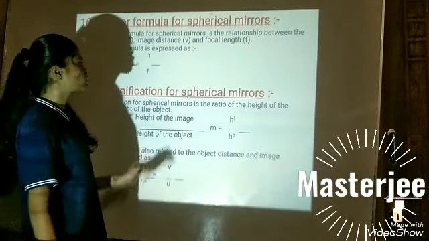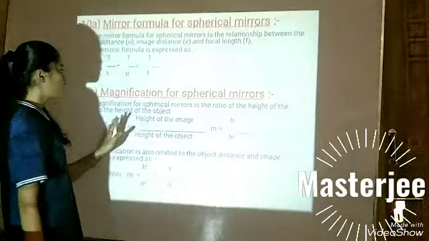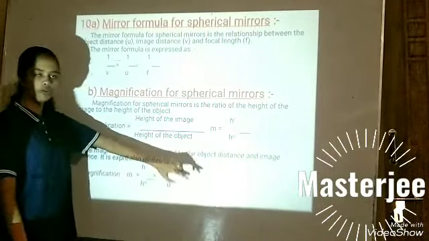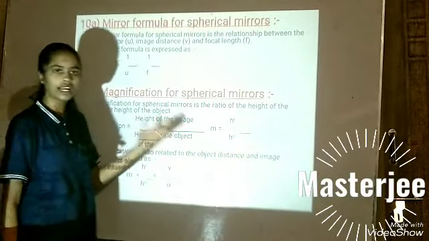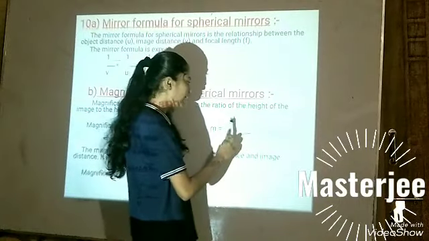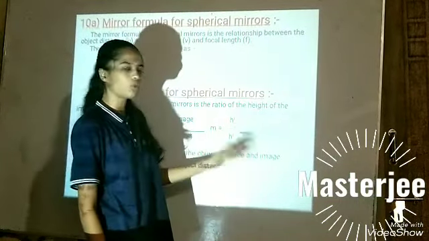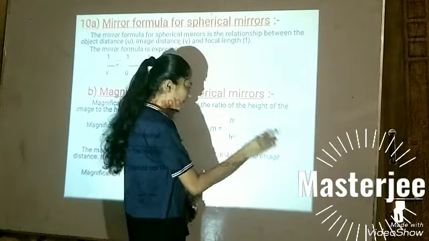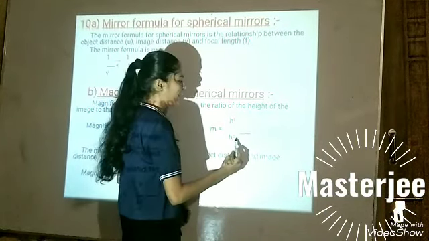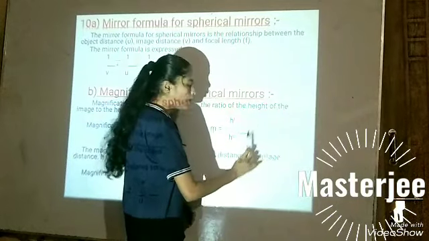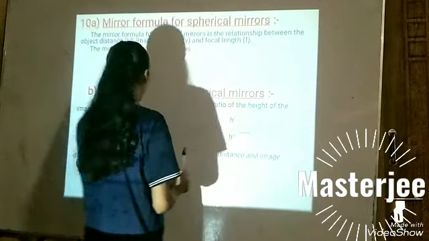Now magnification for a spherical mirror. Magnification of the spherical mirror is the ratio of the height of the image to the height of the object. It is given by h1/h0. In this, h1 represents the image height or the size of the image, and h0 represents the object height or the size of the object.